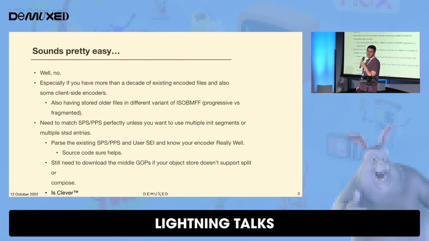So I chose to do the re-encode of the start and end. Sounded pretty easy. Wasn't very easy, especially when you work for a company that has 15 years of encoded user files that you have no idea what made them. So what you end up doing is copying or parsing the SPS and PPS, and knowing your encoder well enough that if you know the SPS and PPS, you could set the encoder up in a way as to generate that exact SPS and PPS, because you don't want multiple init segments in your playlist.